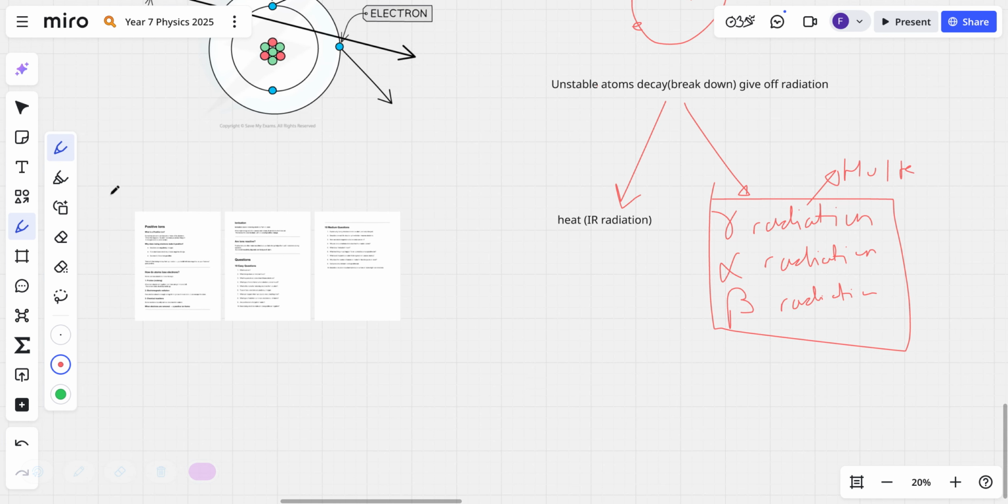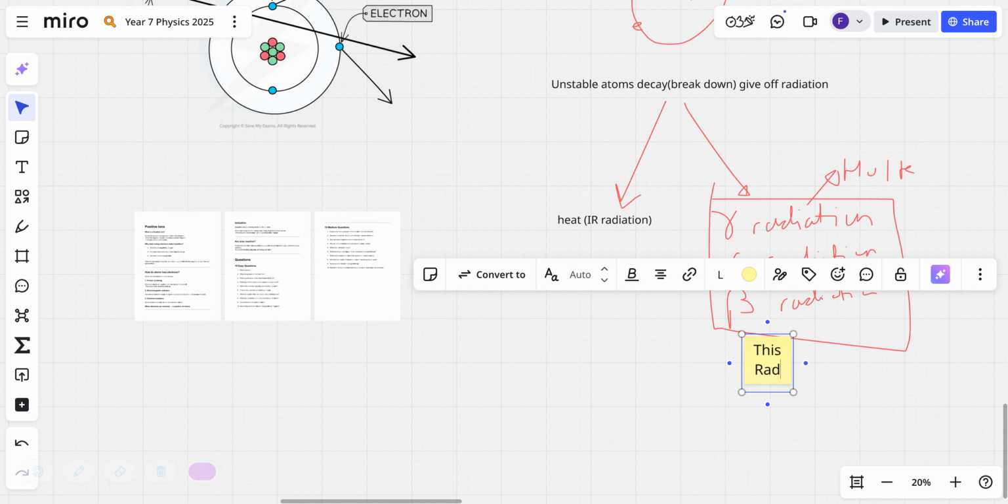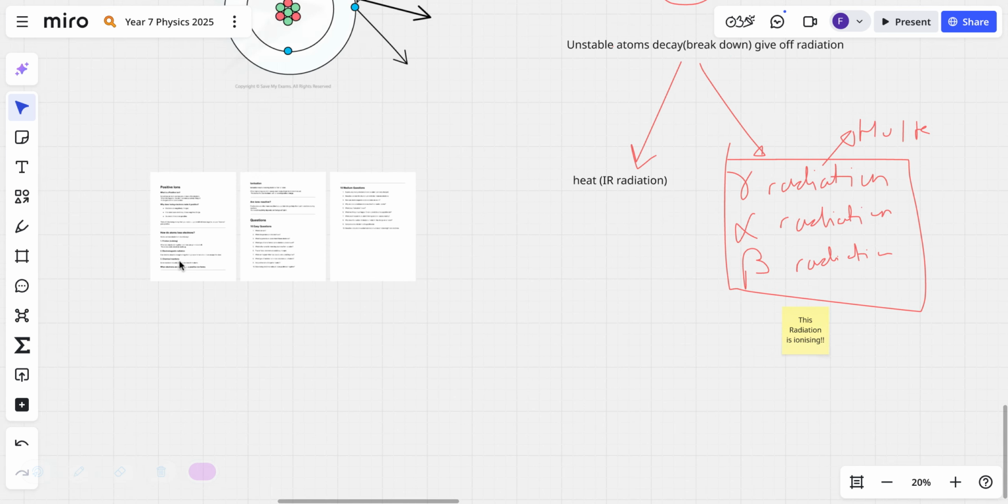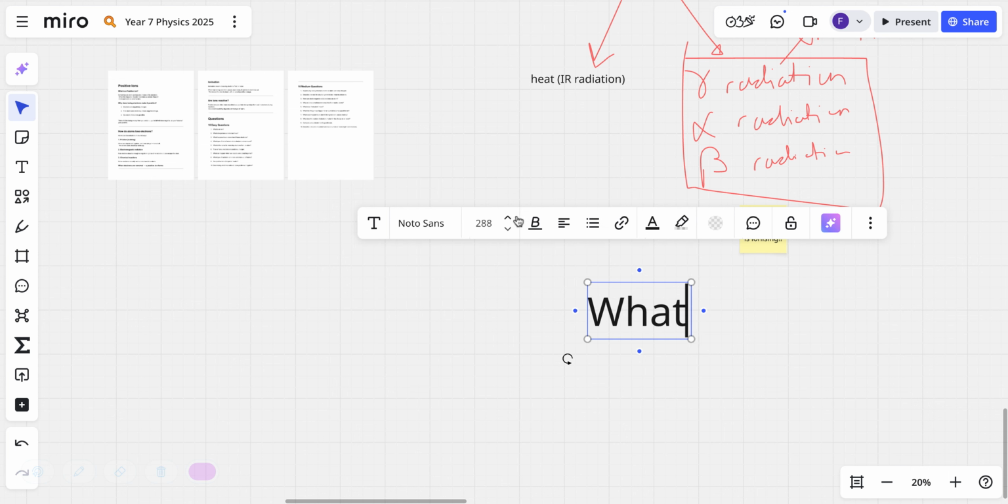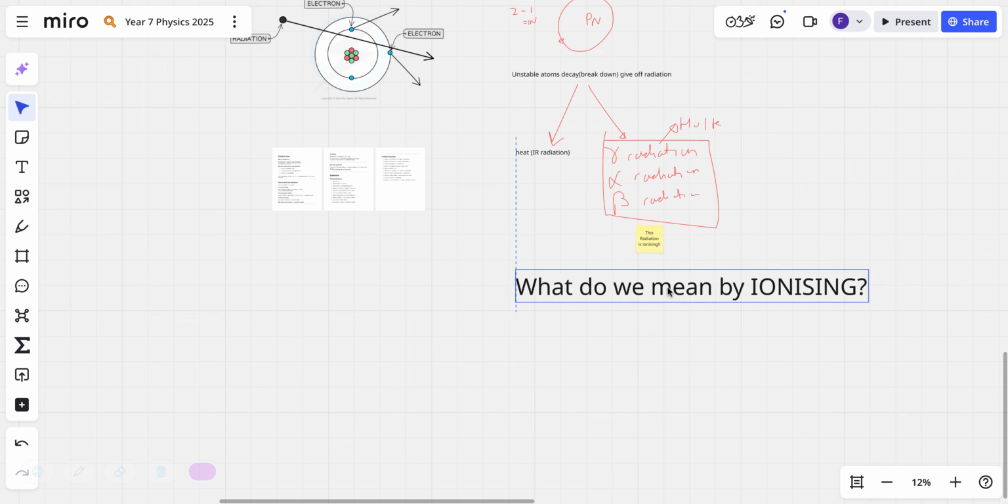But I really, really want to reiterate that today what I'm going to talk about is that this radiation is ionizing. Right? And I really want to talk about this word here. So the whole lesson today is based off of this. What do we mean? Let's make this huge. What do we mean by ionizing? All right? So the entire lesson today is answering this question. What do we mean by ionizing?